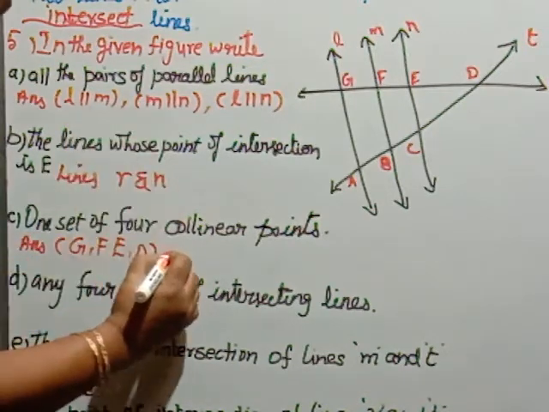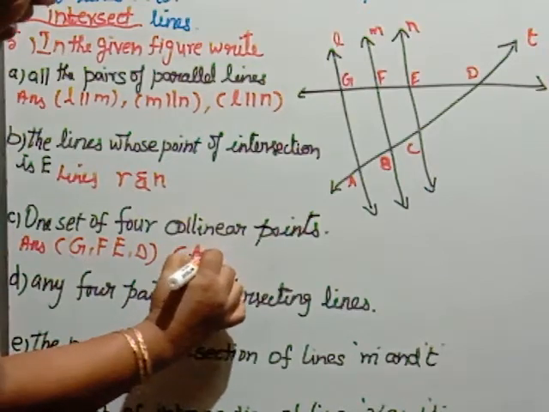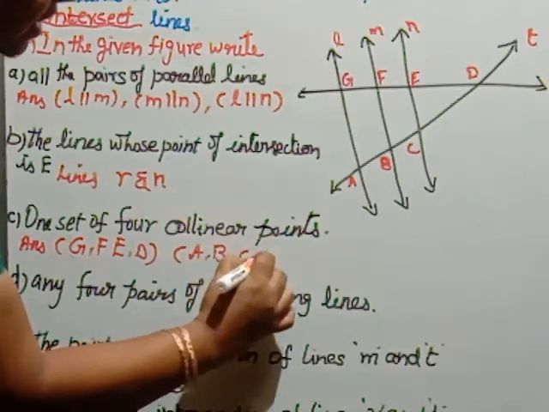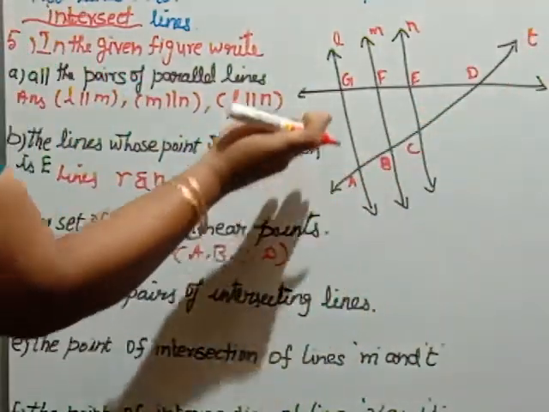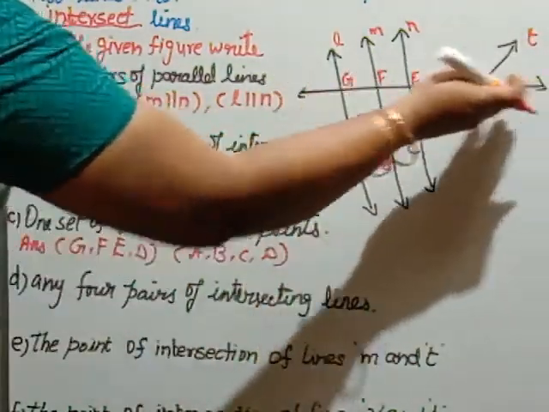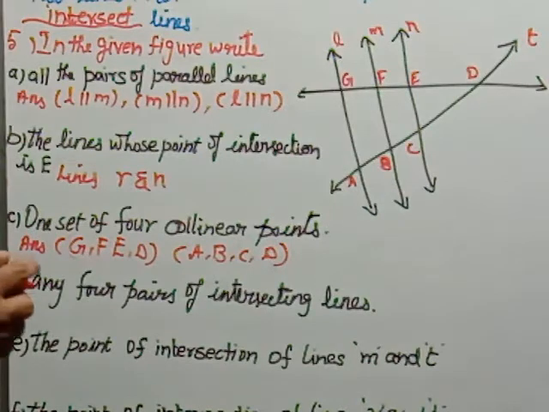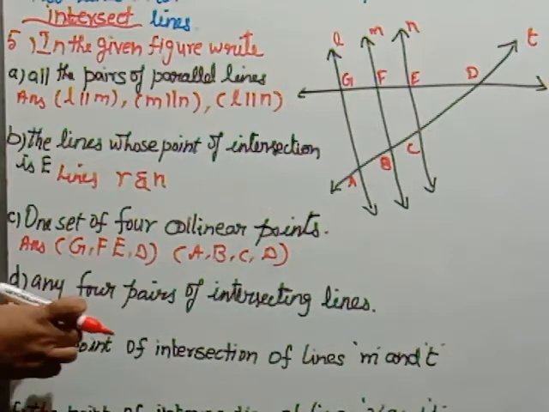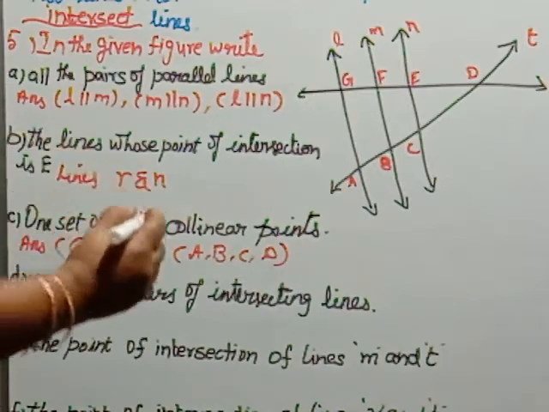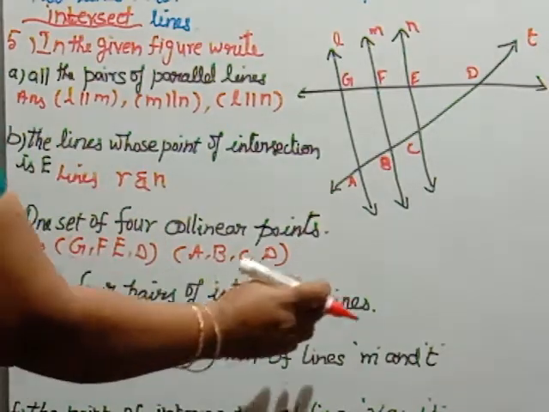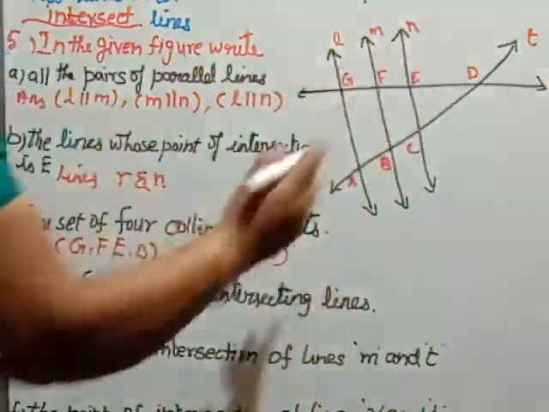One more set of collinear points is there: A, B, C, D. A, B, C, D lie on the same line. Here G, F, E, D lie on the same line. Understood? Now, any four pairs of intersecting lines. Whichever lines are intersecting.